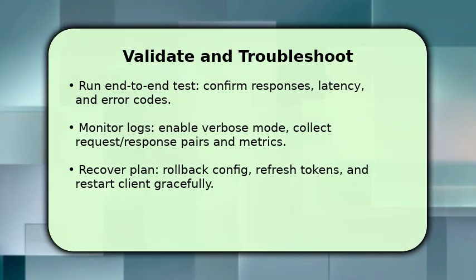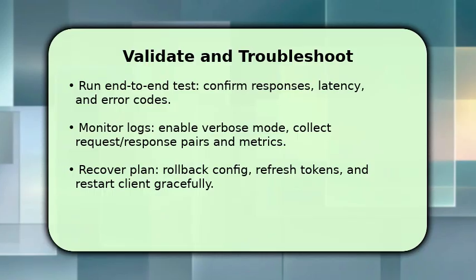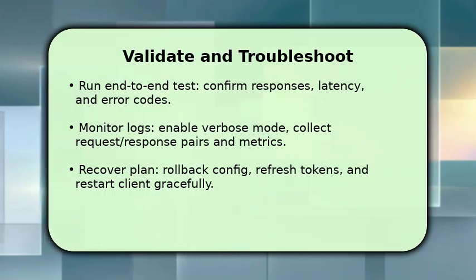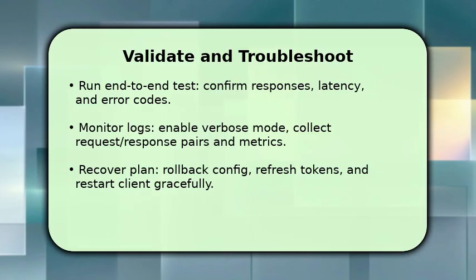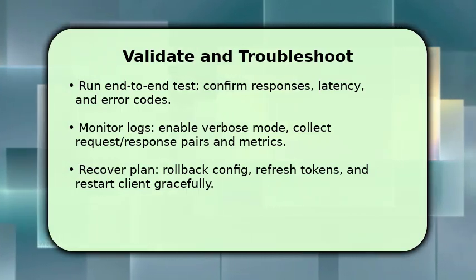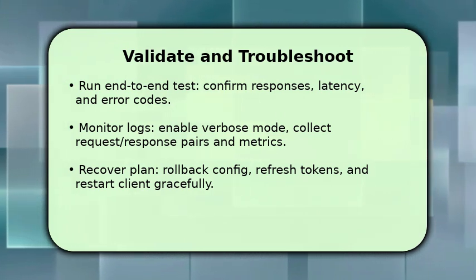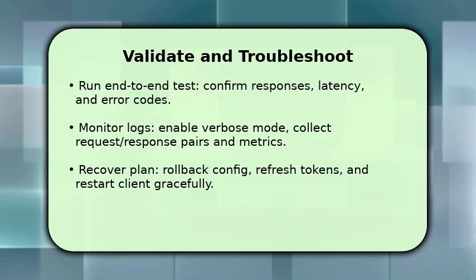Enable verbose logging and collect request/response pairs plus metrics. These traces tell you what went wrong when things do. If a failure appears, follow the recovery plan. Roll back recent config changes, refresh tokens, and restart the client gracefully to restore state. One key tip: if connections fail, check certificate trust and client clock skew first.